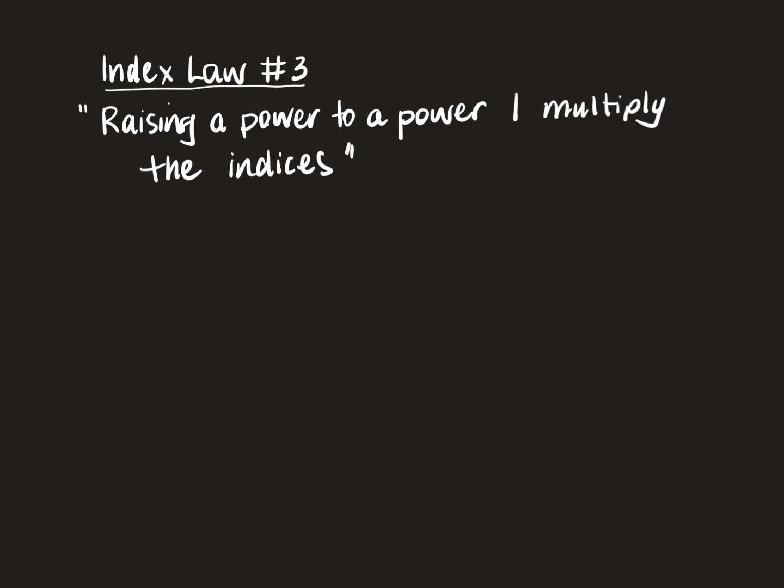Okay, time to look at index law number 3 now. Here it is. Raising a power to a power, I multiply the indices. Let's think about what this one is. If I've got 5 to the power of 2, all to the power of 3, what that means is 5 to the power of 2 times 5 to the power of 2 times 5 to the power of 2.